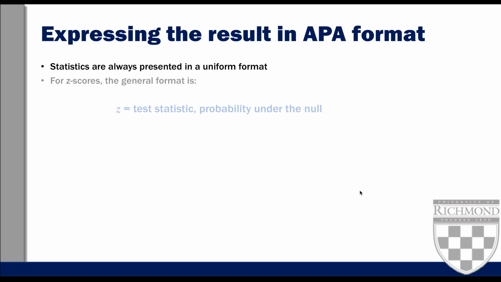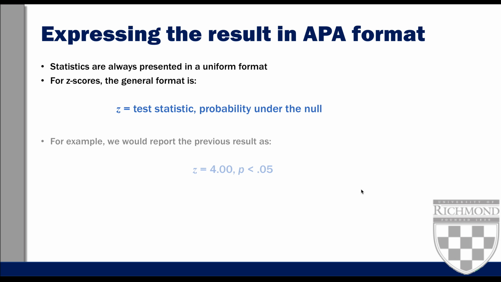So let's take a look in APA format. As you know, statistics are always presented in a uniform format, and for a z-test, or z-scores, this is a pretty standard expression. It's probably one of the easiest ones, actually. All we do is report the z that we calculated, in this case 4.0, and then we report the likelihood or probability that we could account for an observation of this magnitude due to sampling error. Okay? Now keep in mind, alpha, the size of the region of rejection, was 0.05.